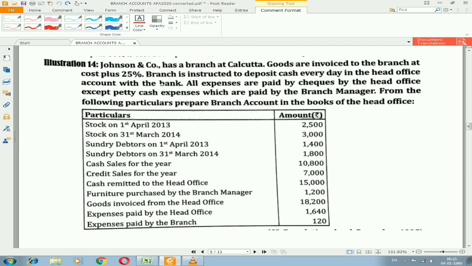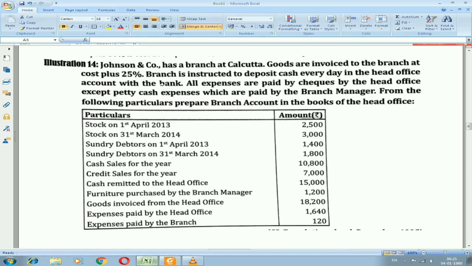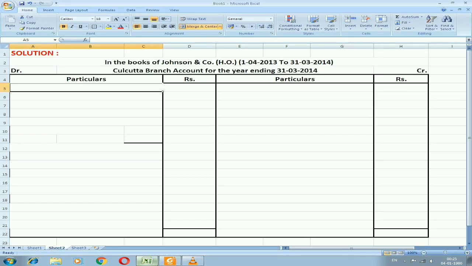Now let us start by preparing a branch account under invoice price method. So I have already made columns in the books of Johnson and Company, that is head office. Financial year is very important. It started from 1/4/2013 to 31/3/2014. So Calcutta branch account for the year ending 31/3/2014. As we know, we always start from the debit side by starting with the two opening assets, which will be on the debit side.